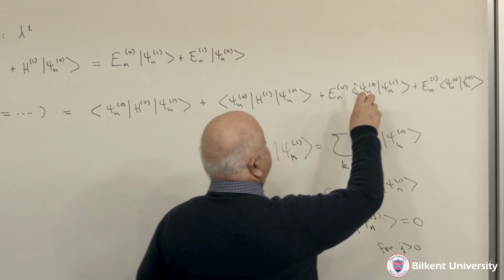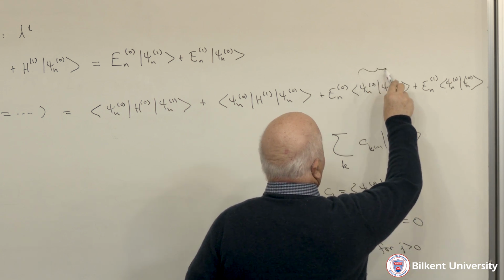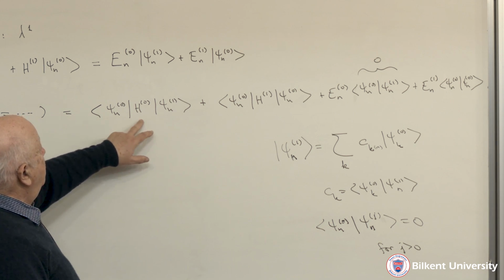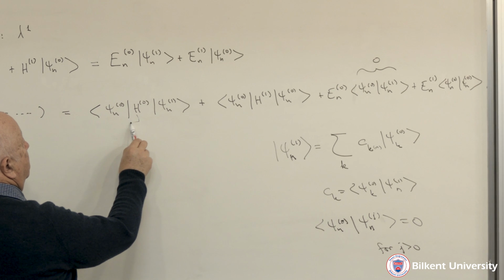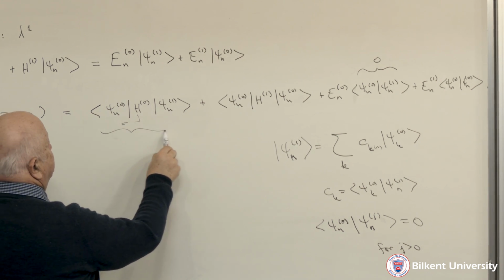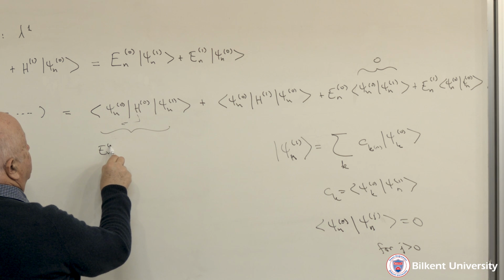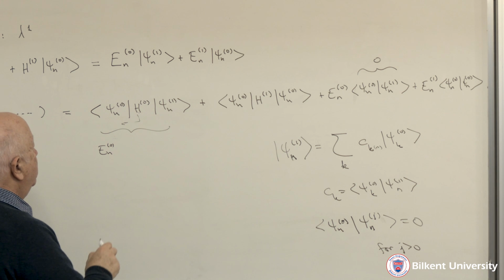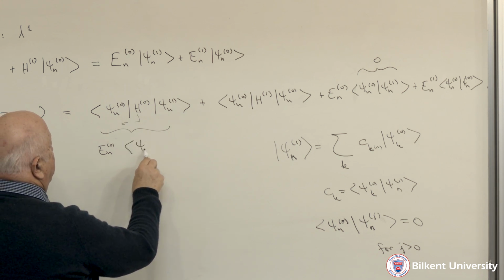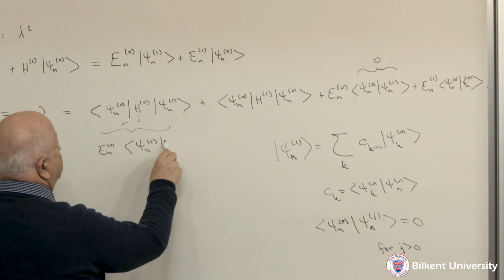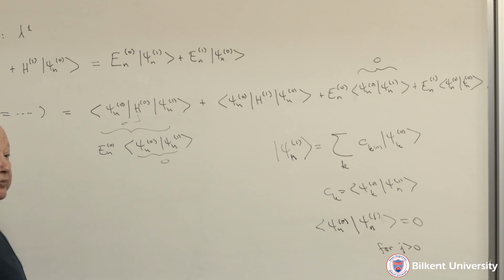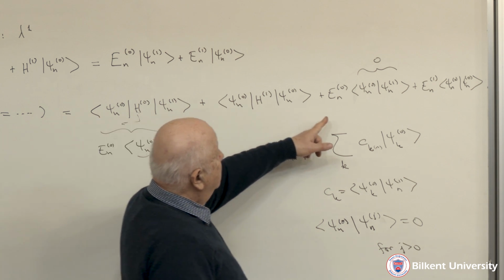So that means I'm going to get a 0 here. Not only that, but this term also, because H0 now operating towards the left, is just equal to En0, because psi n0 is an eigenstate of H0. So it's going to be En0 times psi n0, psi n1, and we just say that this is also going to be 0. So what am I left with? I'm left with this term.